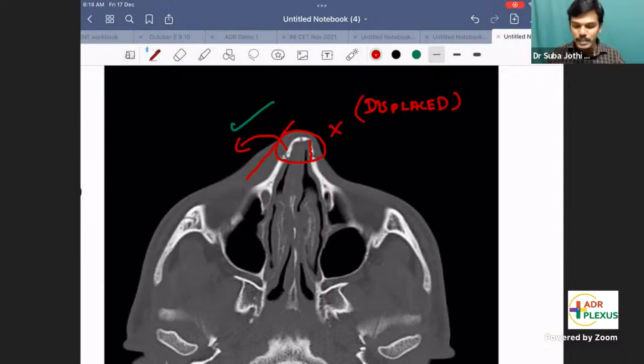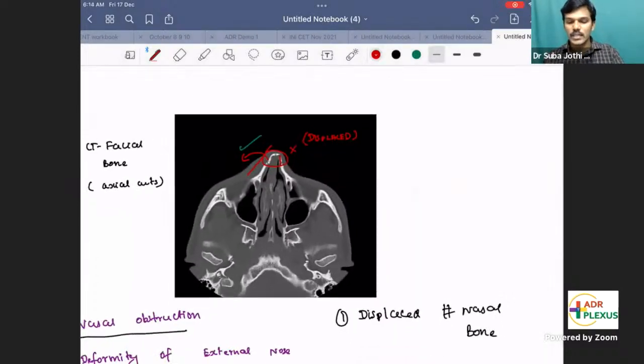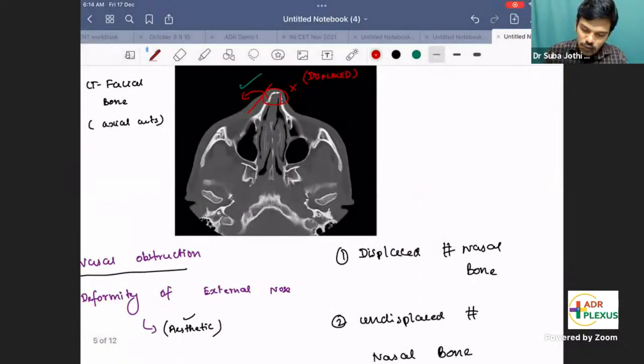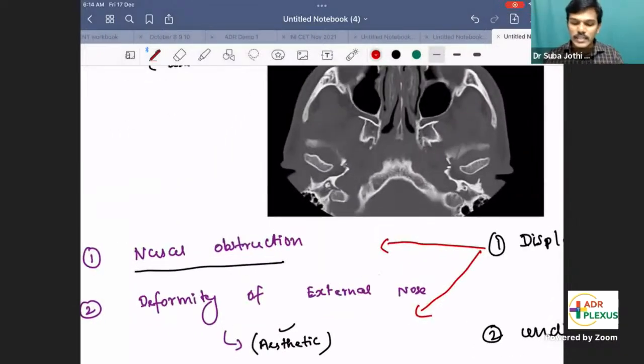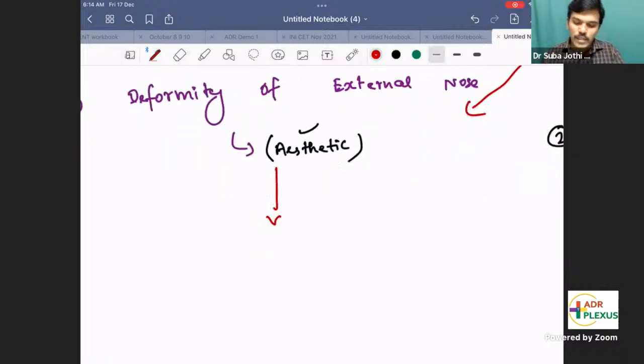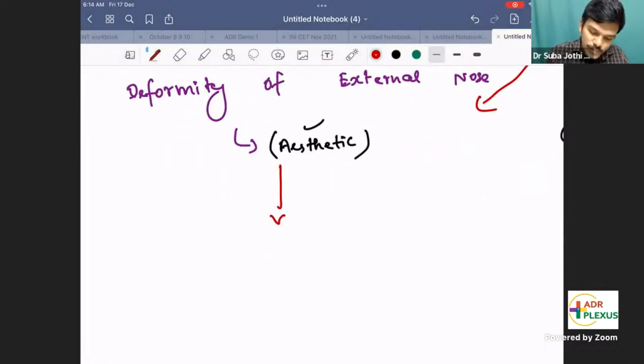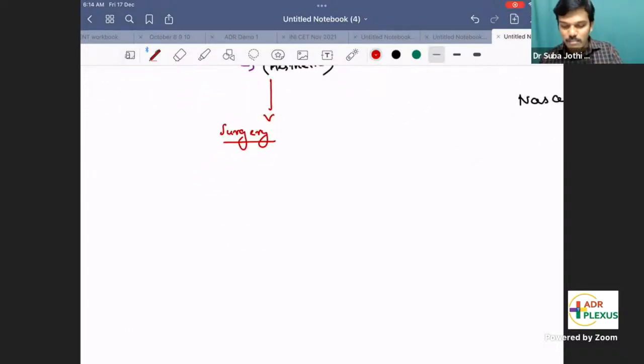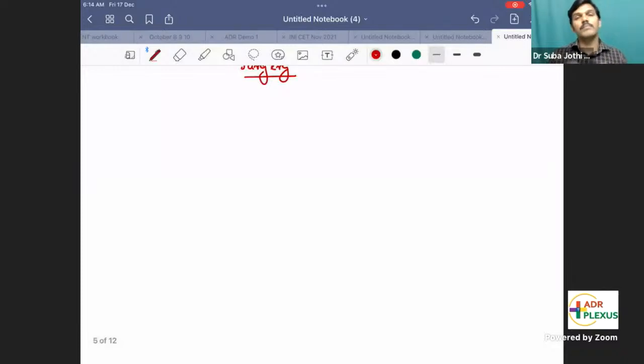So it is displaced. If it is displaced, step number 1, we should ask for the symptoms of the patient. Whether he is having any nasal obstruction, and whether he is having any deformity of the nose. If there is a deformity, we can plan for surgery with the consent of the patient. The surgical management can be different based on the presentation.